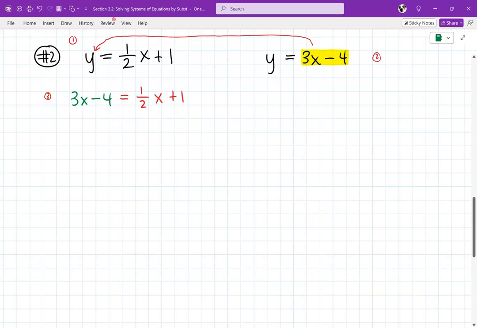Okay, so remember, step 1 is separate them. Already done. Step 2, pick an equation, right? And you're going to plug that in to your y value. So I just did that. Step 3, once you plug it in, start solving, right?